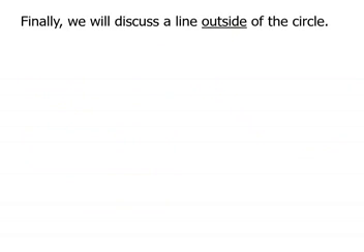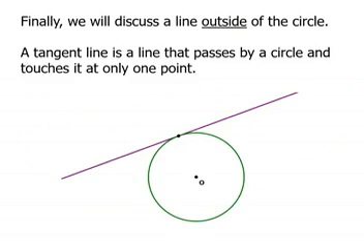Finally, we'll discuss a line outside of the circle. A tangent line is a line that passes by a circle and touches it only at one point. Tangent comes from the Latin tangere, to touch. And in fact, we get the English word tangible from this same Latin root. So a tangent line simply touches the circle at one point.